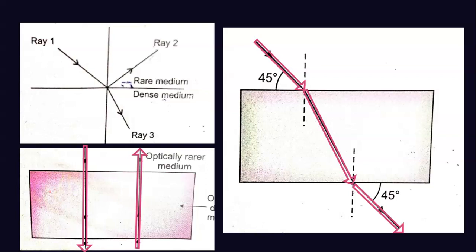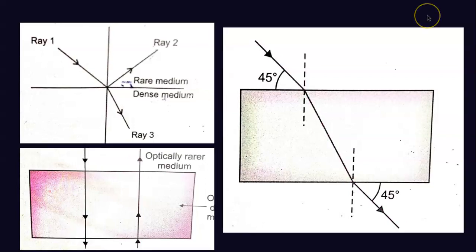So if we talk about conditions when refraction is not going to take place, suppose somebody is asking us, state the conditions when refraction does not take place. So the first condition from this diagram is that the ray of light should be incident normally. Second condition, if both the media have the same density, again refraction will not happen.